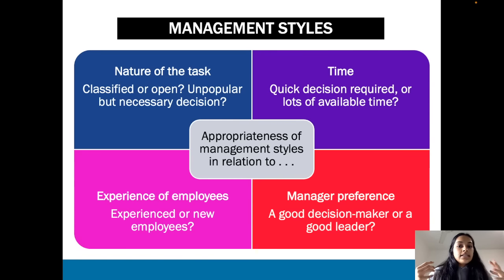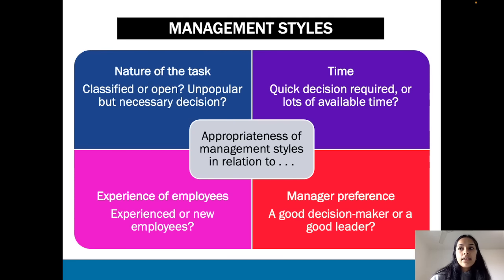So depending on the management style, that could relate to the nature of the task. So is it a classified or open task? Is it an unpopular but necessary decision? Also thinking about the time that is given. So is it a quick decision that needs to be made, or is there a lot of available time? Even the manager preference. So are they a good decision maker? Are they a good leader? So looking at the actual skills of the manager themselves, and also the experience of employees. So are employees actually experienced or not experienced?